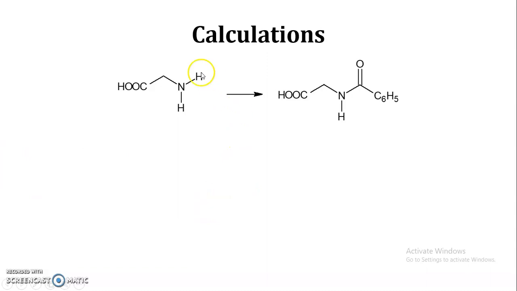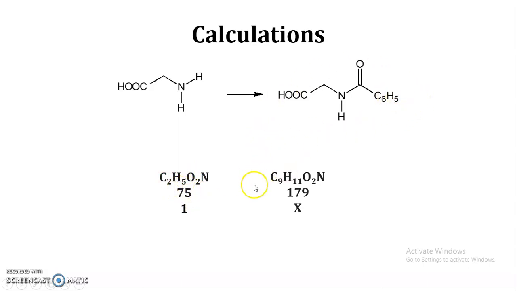Here you can see this is the structure of the glycine. From glycine we have synthesized the benzoyl glycine. That benzoyl glycine is nothing but the hippuric acid. Now as we know, for calculation of the theoretical yield, we first have to convert our structural formula into the molecular formula. So the molecular formula of glycine is C2H5O2N, and when we convert it into the molecular weight, it becomes 75.